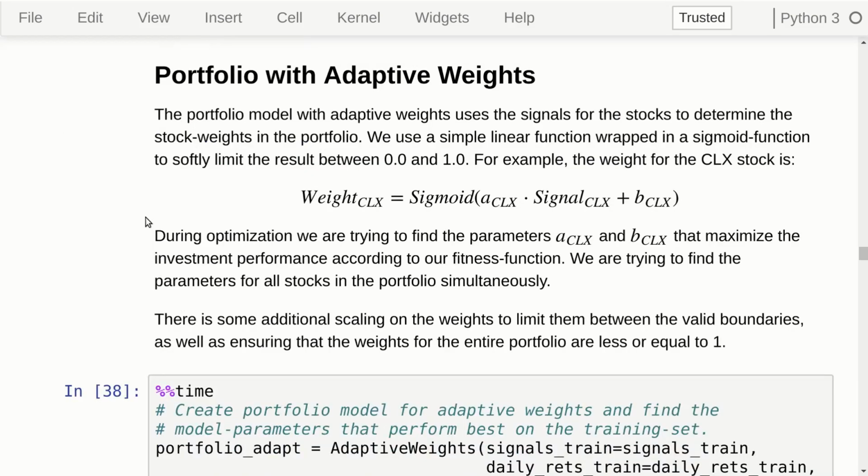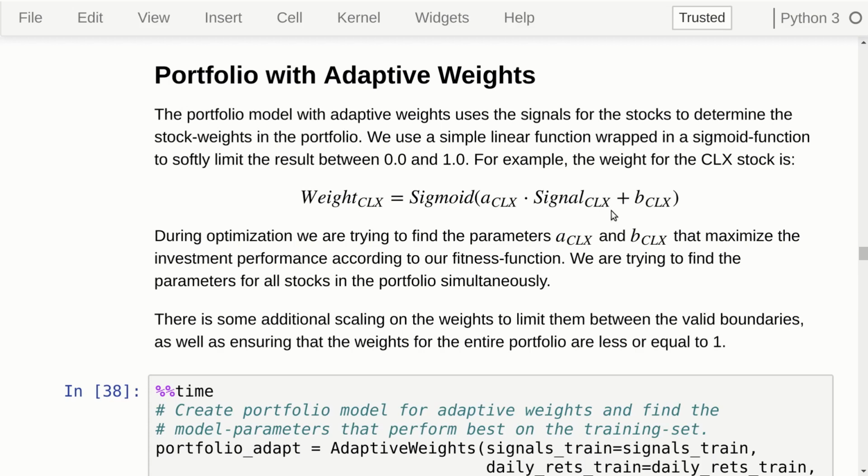Okay, so now we get to the more advanced portfolio model using adaptive weights. So this takes in the predictive signals for each of the stocks and maps them to stock weights. And the mathematical function for doing that is actually just very simple. It's a linear function. So we have, for example, for the stock CLX, we want to determine its weight, and we have its signal here.